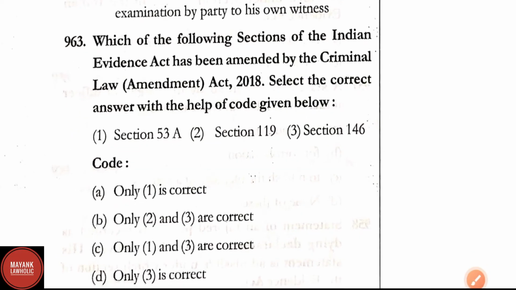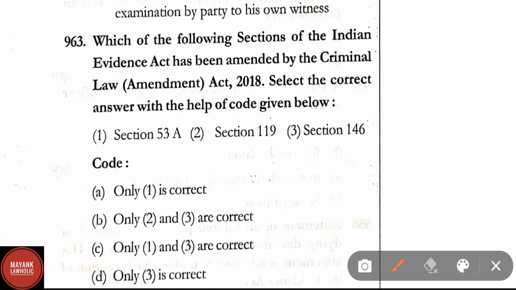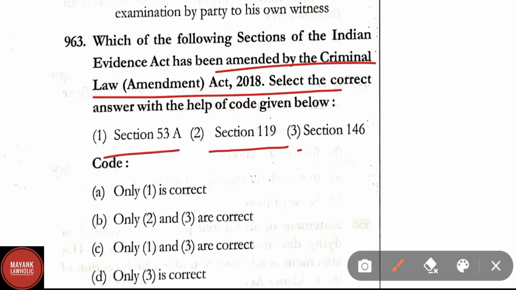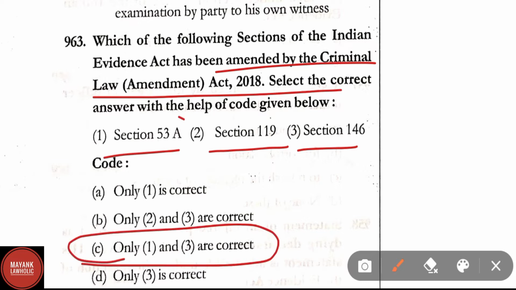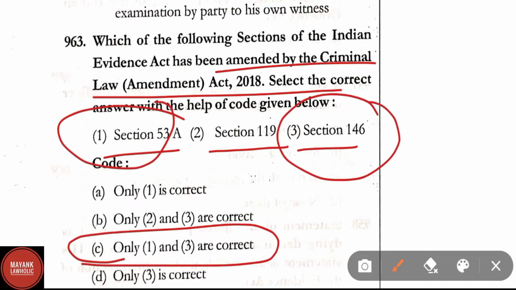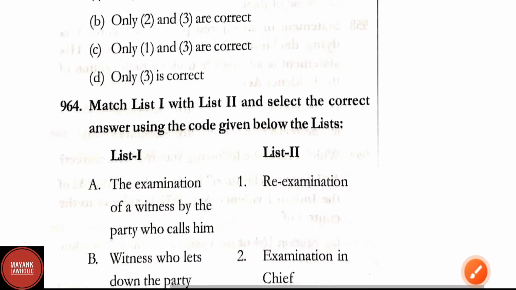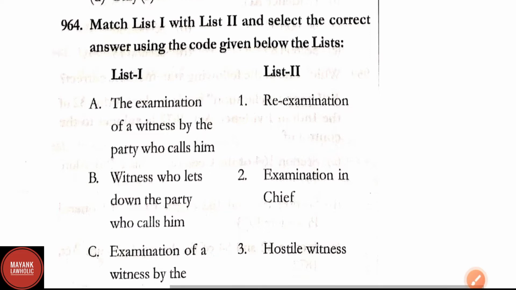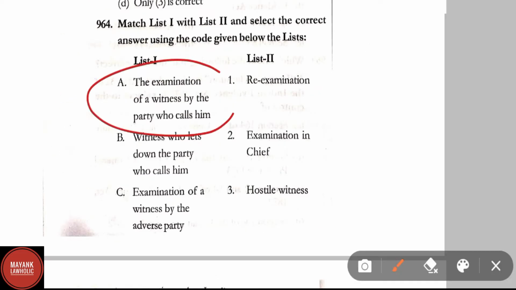Question number 963. Which of the following sections of the Indian Evidence Act has been amended by the Criminal Law Amendment Act 2018? Select the correct answer with the help of the code given below. Section 53A, section 119, section 146. Here correct answer is option C, that is only 1 and 3 are correct, that is section 53A and section 146.